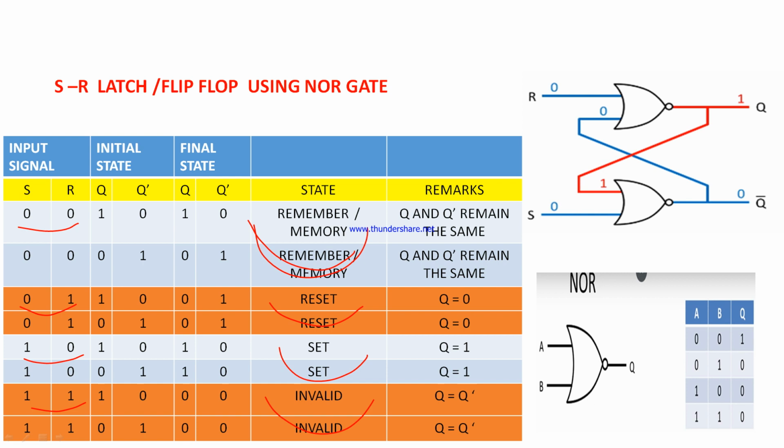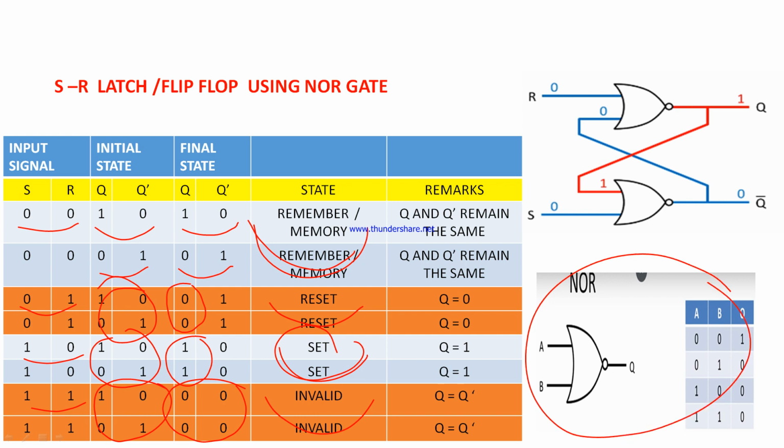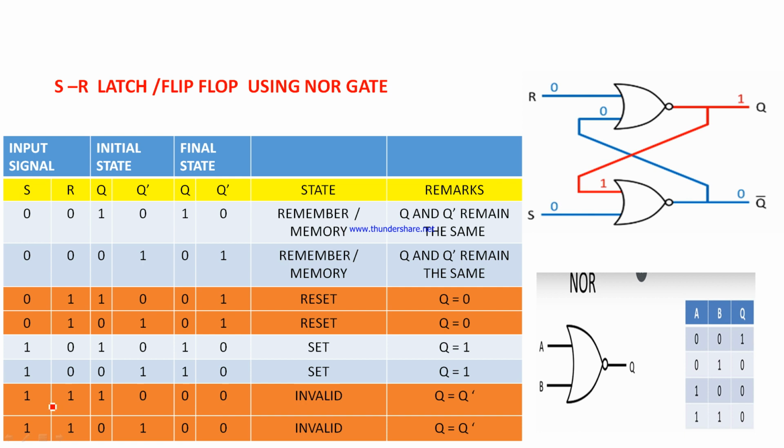Remember means when you put Q and Q dash at your initial state, it remains the same. If you put 1, 0, it remains the same. Reset means whatever you put for Q and Q dash, Q will become 0. And set state means whatever you put for Q and Q dash, Q will become 1. And invalid state, whatever you put for Q and Q dash, Q and Q dash will be 0, 0. So using the NOR gate, you can work this out. Next slide. Let's have a look at the next slide. I erase all. I go to my next slide.